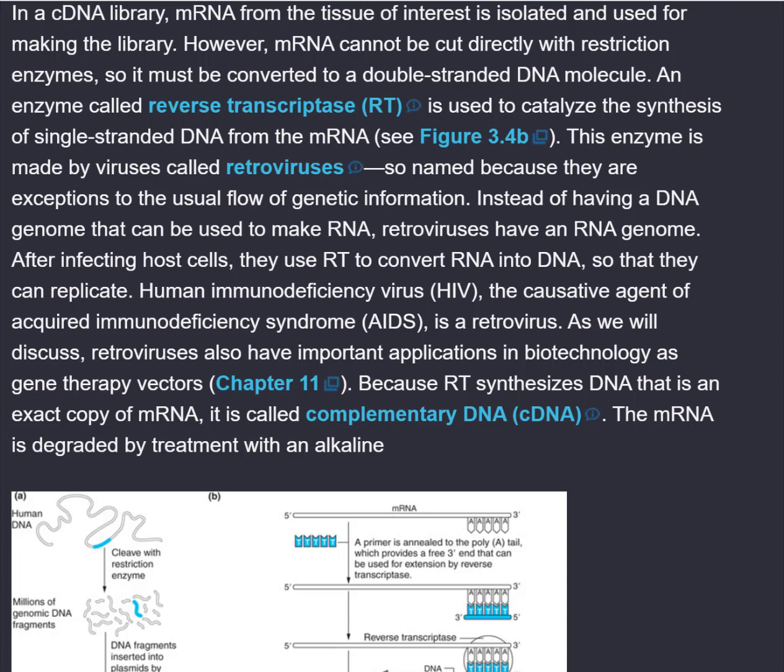This enzyme is made by viruses called retroviruses, so named because they are exceptions to the usual flow of genetic information. Instead of having a DNA genome that can be used to make RNA, retroviruses have an RNA genome. After infecting host cells, they use RT to convert RNA into DNA, so that they can replicate. Human immunodeficiency virus, HIV, the causative agent of acquired immunodeficiency syndrome, AIDS, is a retrovirus. As we will discuss, retroviruses also have important applications in biotechnology as gene therapy vectors, Chapter 11.